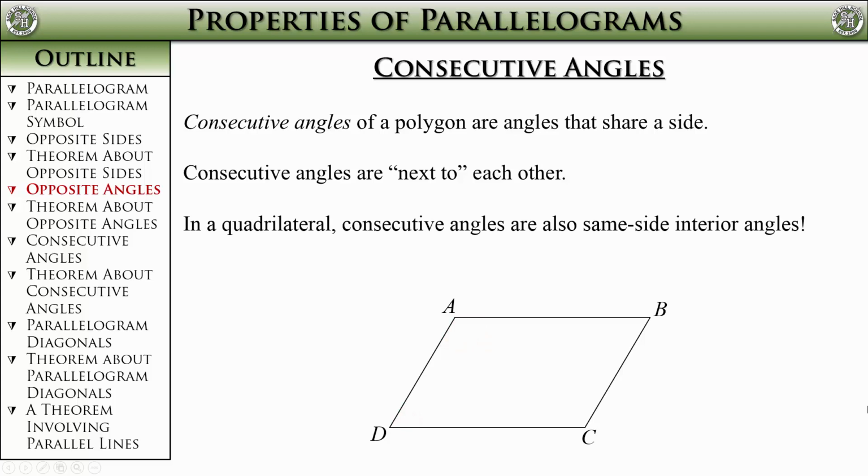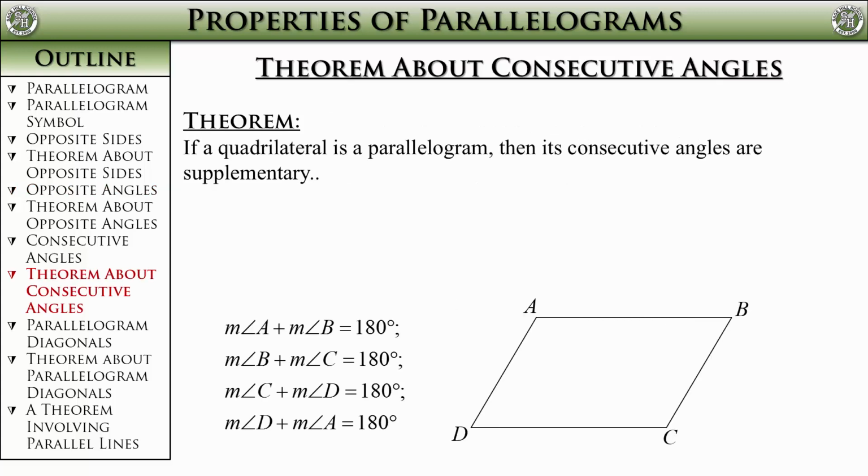In a quadrilateral, consecutive angles are also same-side interior angles. And remember that we are dealing with a parallelogram here, so the opposite sides are parallel. And what do we know about same-side interior angles when the lines are parallel? We know that they are supplementary, which leads us into the next theorem. If you have a parallelogram, then every pair of consecutive angles is supplementary. That's simply because every pair is a pair of same-side interior angles, and the lines are parallel.